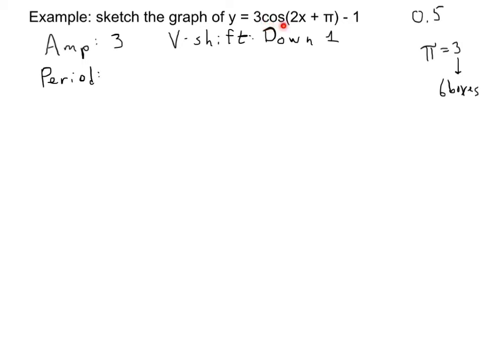So recall, what is the natural period of cosine? The natural period is 2 pi. And then we divide by the coefficient of x. Since that's a 2, I'm dividing by 2. So the period of this thing is pi.